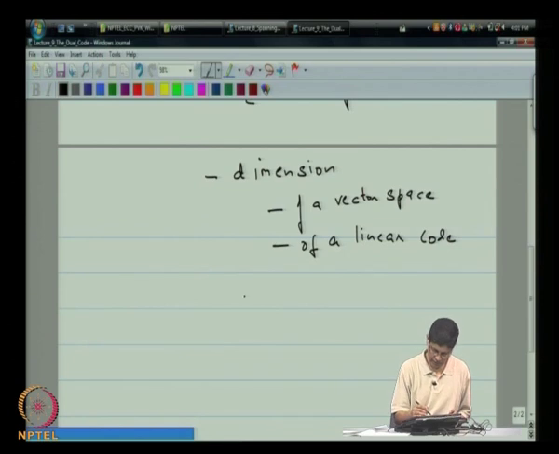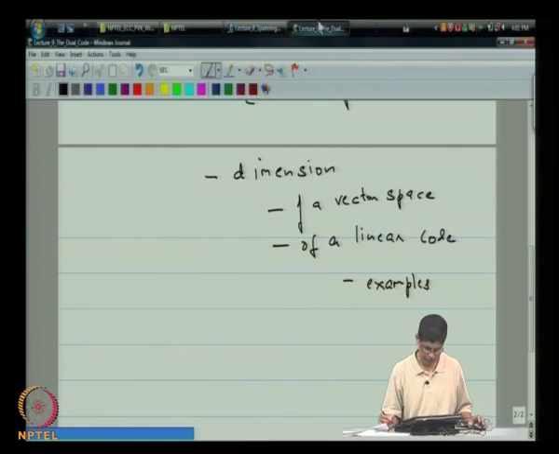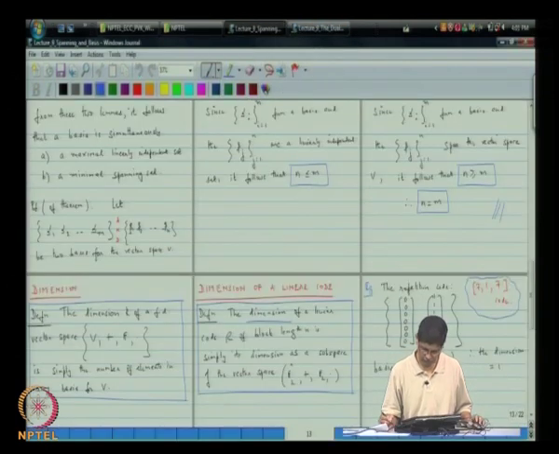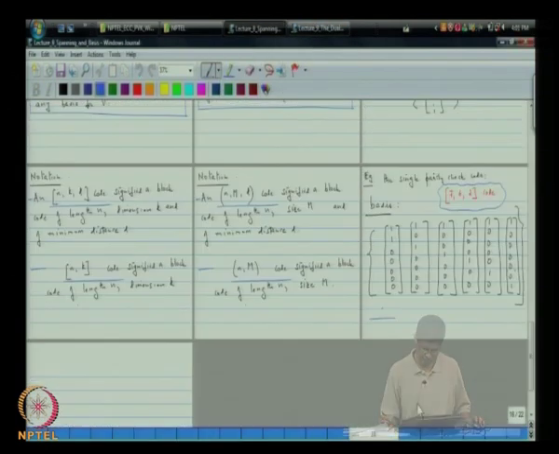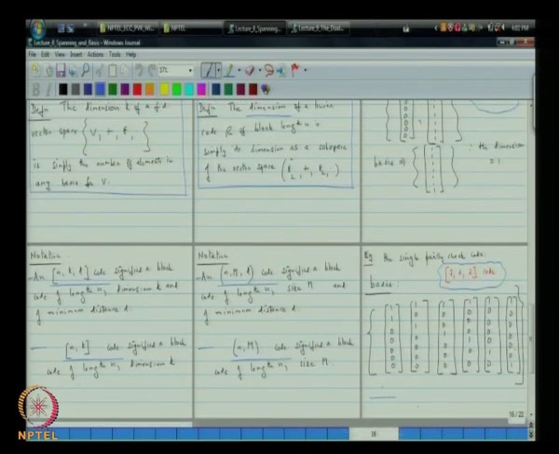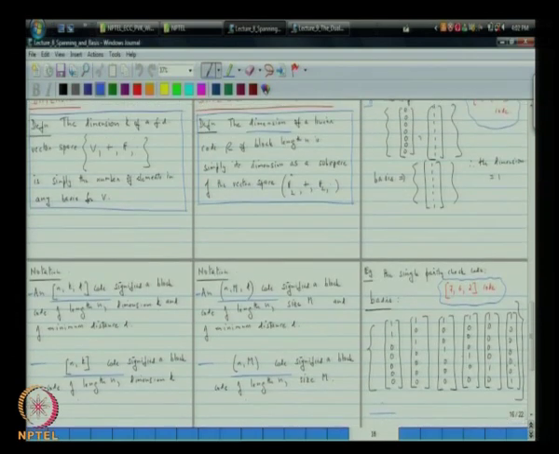And then we looked towards the end at examples. This example is an example of a basis for the single parity check code, which allows us to assign a dimension of 6 to the code.